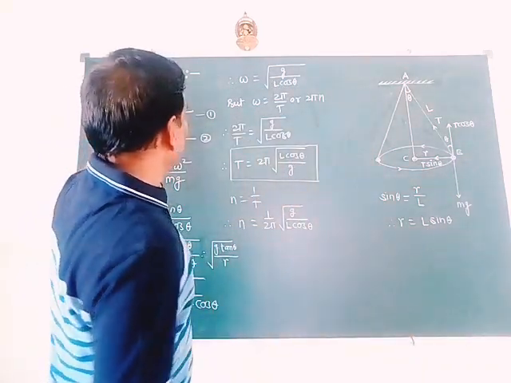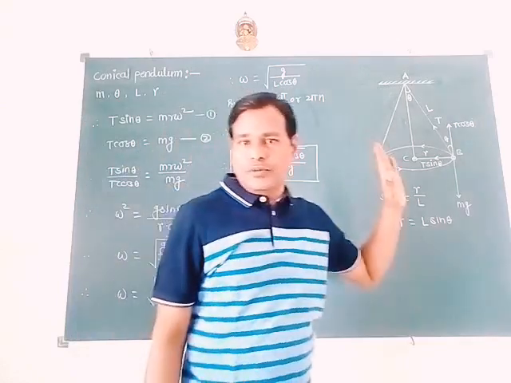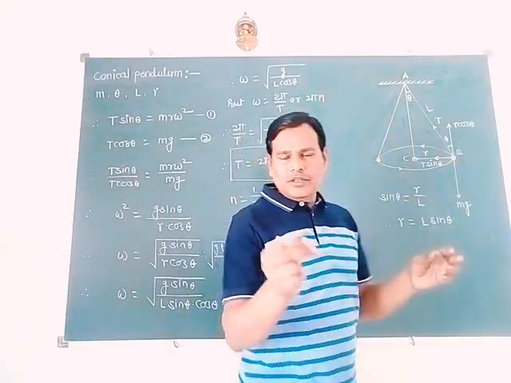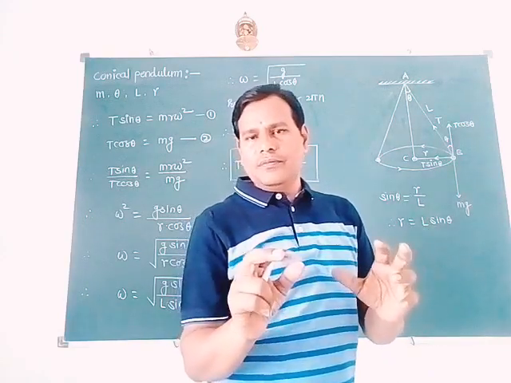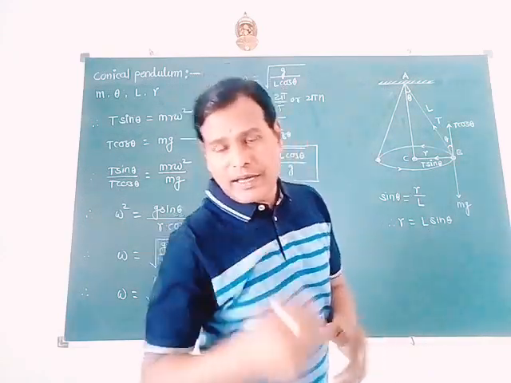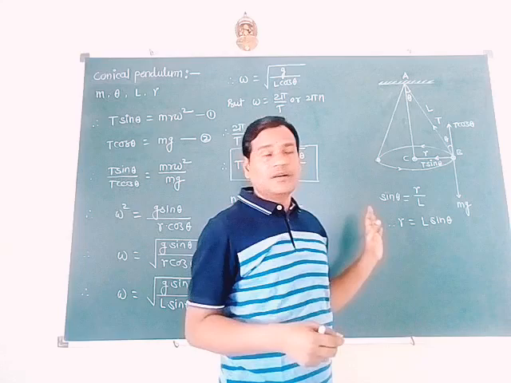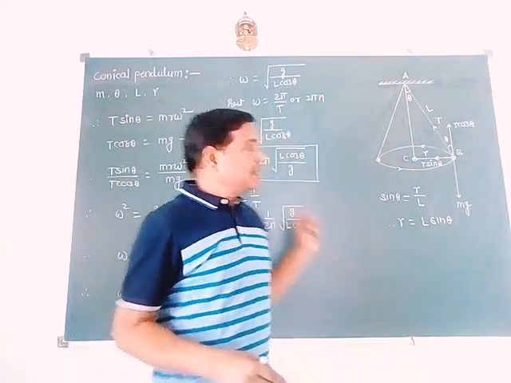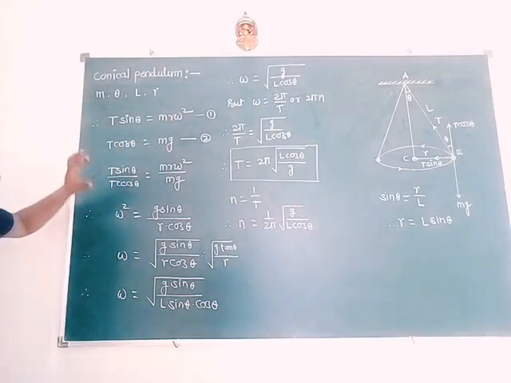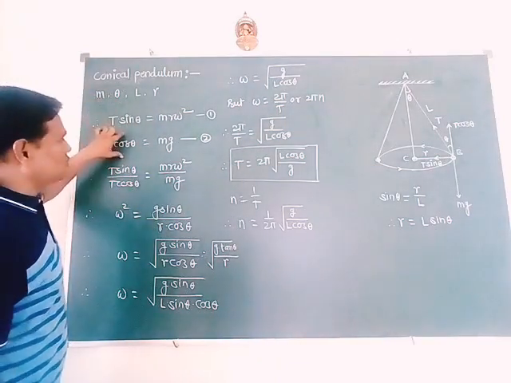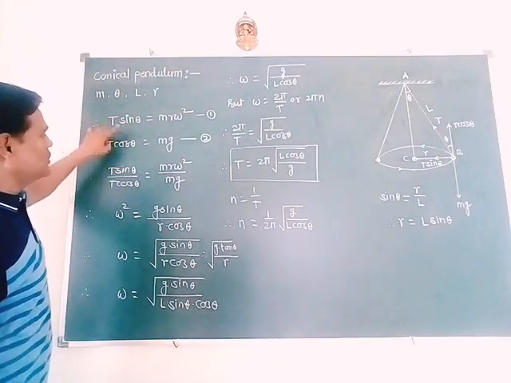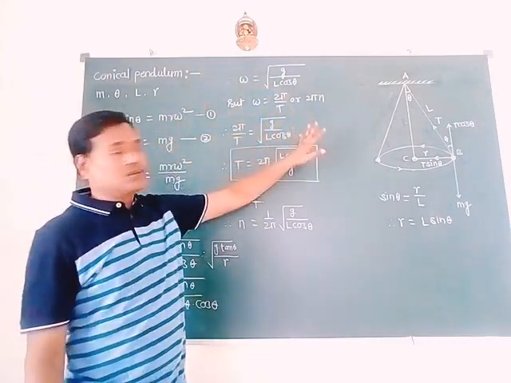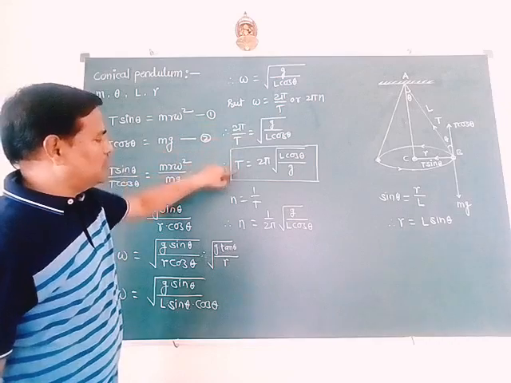So this is the conical pendulum, starting from its definition, then the figure, and in simple language we can write the explanation. We have to read this figure and then obtain the expression for time period considering the two expressions, t sin theta equal to m r omega square and t cos theta equal to mg, dividing and considering the other terms. So we can write for time period and frequency.